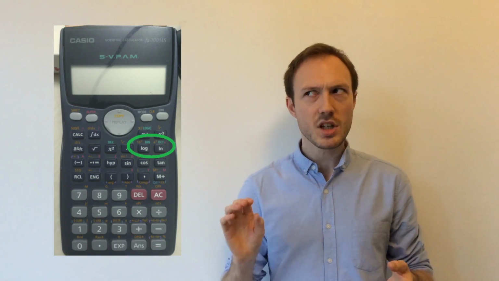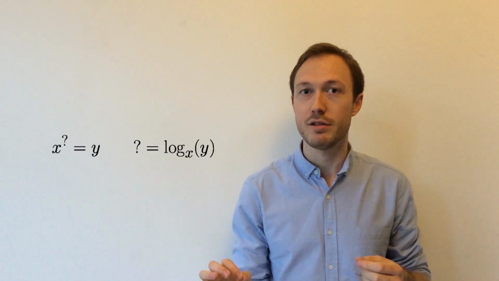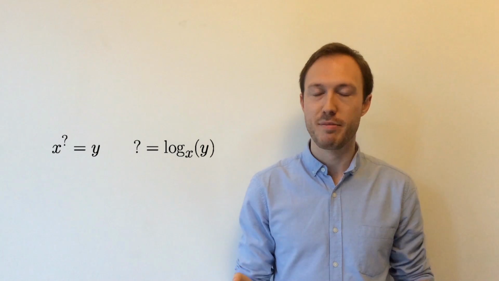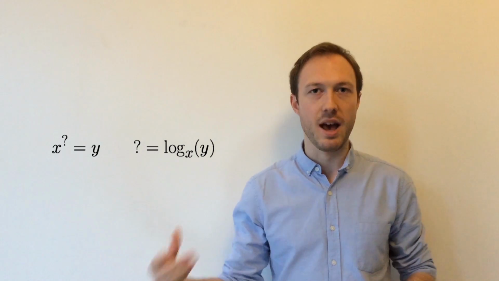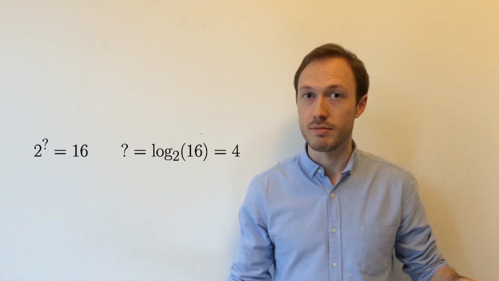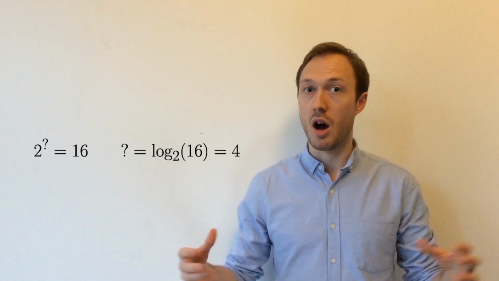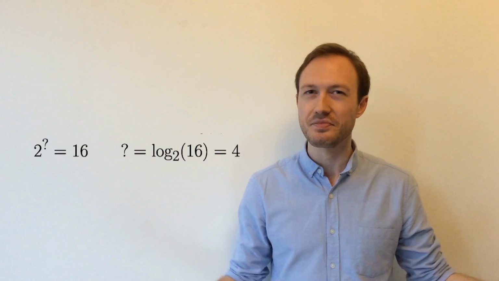Okay, now we need to talk about something called the logarithm. So first, let's ask ourselves a question. If we start with x, how many times do we need to multiply x by itself in order to get y? So another way of putting this is, to what power do we need to raise x in order to get y? So, for example, to get 16, we need to raise 2 to the power 4. So log base 2 of 16 is 4.